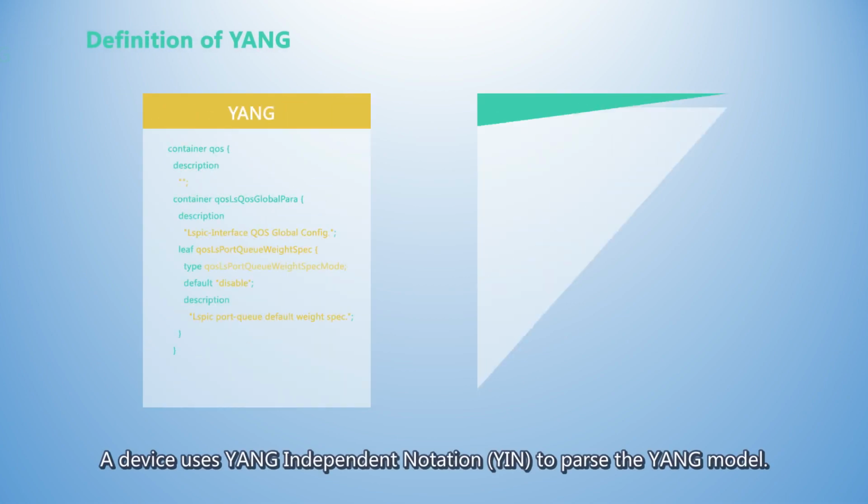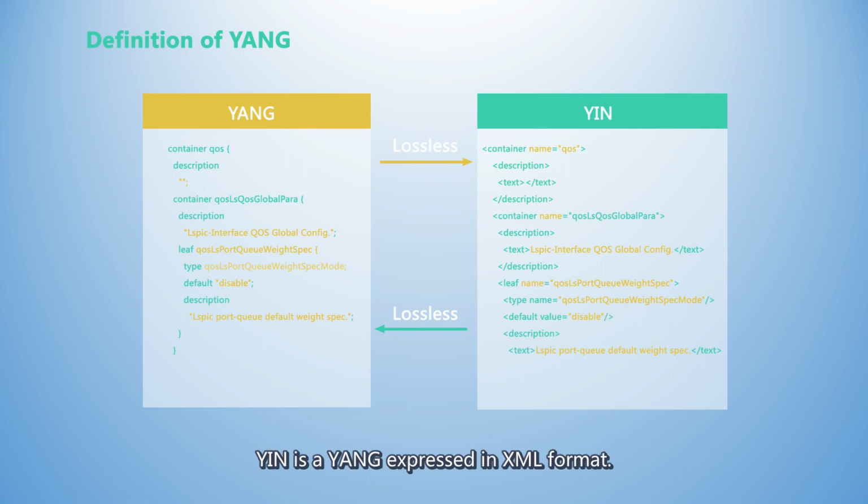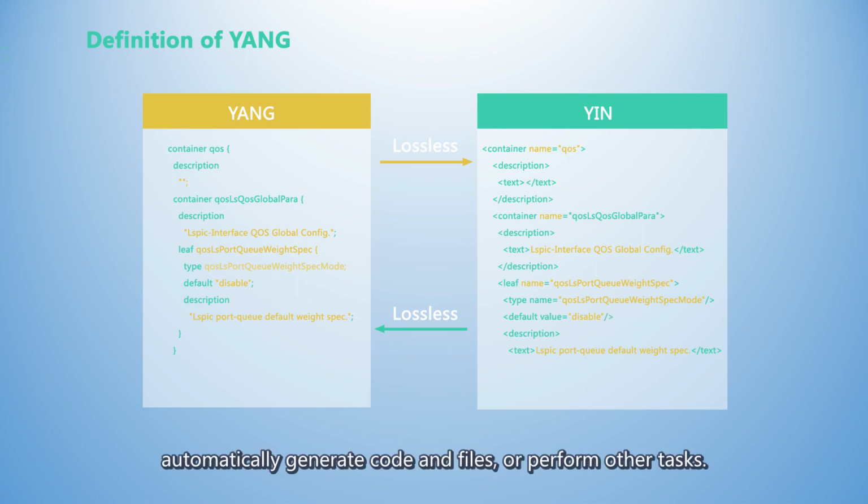A device uses YANG independent notation to parse the YANG model. YIN is a YANG expressed in XML format. YIN and YANG use different representation methods to convey equivalent information. YIN leverages tools such as the existing XML parser in various programming languages. These tools can be used to filter and verify data, automatically generate code and files, or perform other tasks. This improves the efficiency of parsing the YANG model.